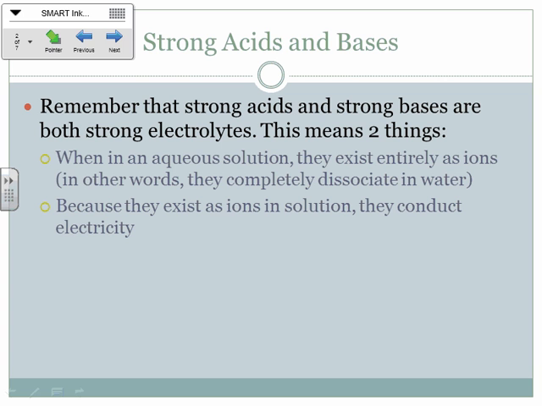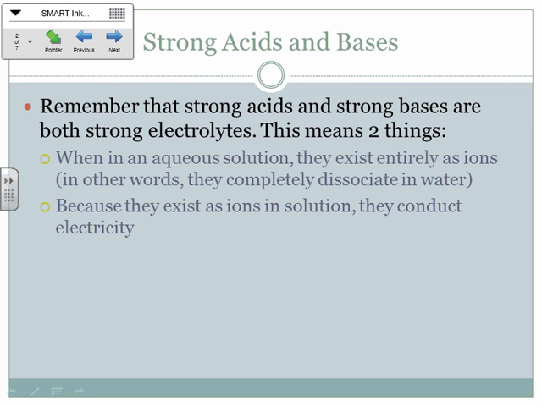Strong acids and strong bases are strong electrolytes. Now, we talked about this way back in Chapter 4, when we were talking about precipitation reactions and oxidation reduction, and we talked a little bit about acid-base reactions as well. Strong acids and strong bases completely split apart in water. When you put HCl into water, the H plus separates from the Cl minus pretty much every time. They exist entirely as ions.